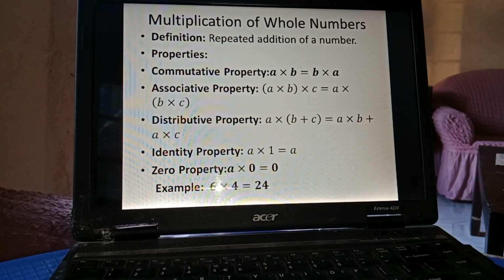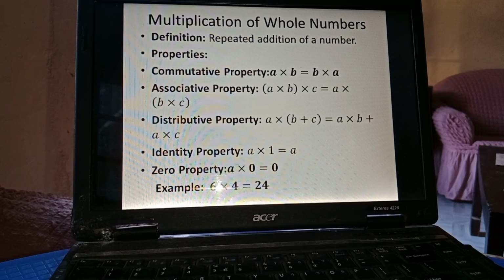Properties. We have the commutative property, like the one we had for addition. So A times B is the same as B times A. 7 times 8 is 56. 8 times 7 is 56.